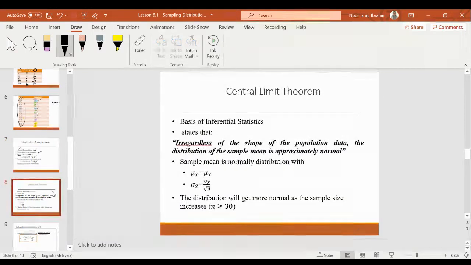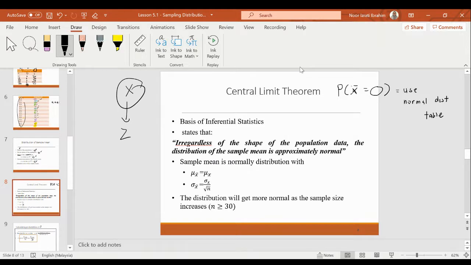Let us look at the central limit theorem. The central limit theorem states that, regardless of the shape of the population data, the distribution of sample mean is approximately normal. What I mean by this is that when we want to find the probability of x bar equal to any number, we can always use the normal distribution table. To use the normal distribution table, we do the same process as before: we transform the X to become Z. Now we have x bar, the sample mean, so we still need to transform this sample mean to become Z. There is a formula to transform the sample mean to become Z. Before I introduce that formula, let me go through this.